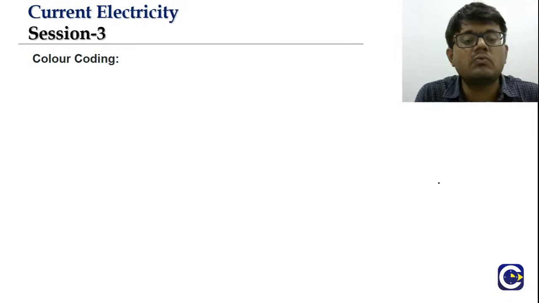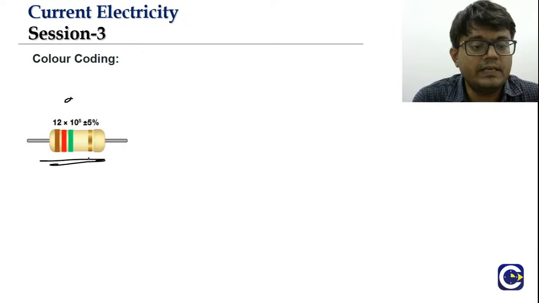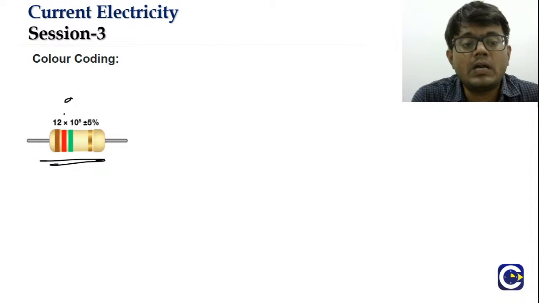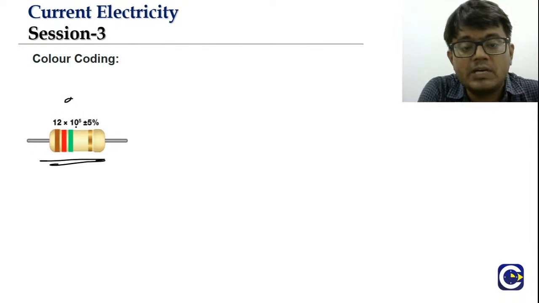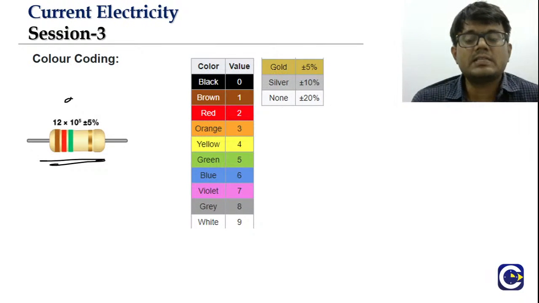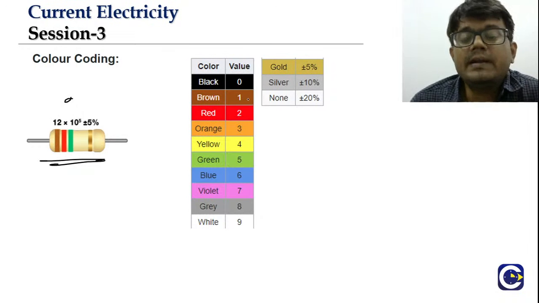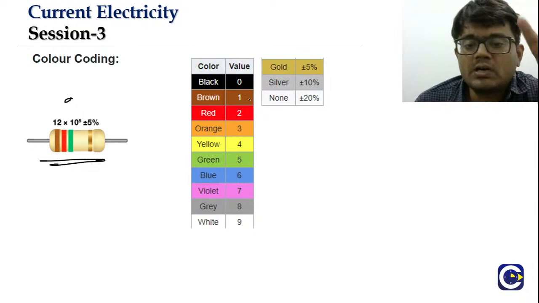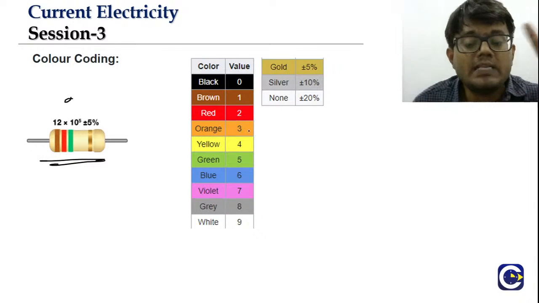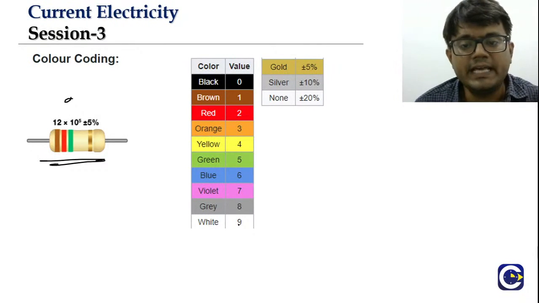இப்போ பாருங்க, we will talk about what is this color coding and what are the respective values we have to choose. This is what we said, the resistance value is 12 into 10 power 5 plus or minus 5%. இப்போ இந்த color coding base பண்ணி we will see how this resistance value can be obtained. So this is the color coding. Black color will be indicating a value 0. Brown will be indicating value 1. Black 0, brown 1, red 2, orange 3, yellow 4, green 5, blue 6, violet 7, gray 8, white 9.